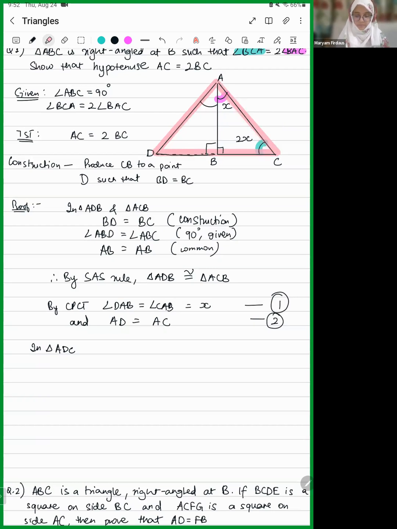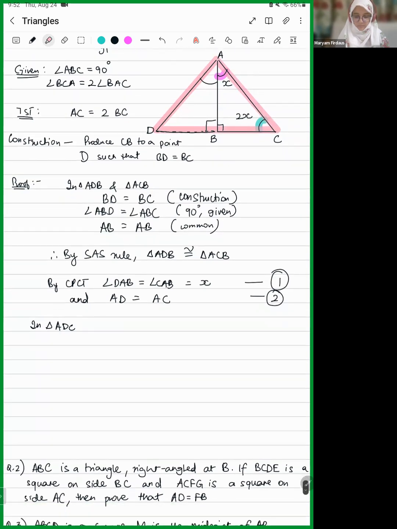Because AD equals AC, which makes both the sides equal, and opposite angles of equal sides are equal. So equilateral or isosceles? Equilateral, because we already have angle A as 2x, angle C as 2x. Exactly. So in triangle ADC, this angle A is basically angle DAB plus angle CAB. Till here, everyone is clear? Are you understanding? Yes, ma'am.